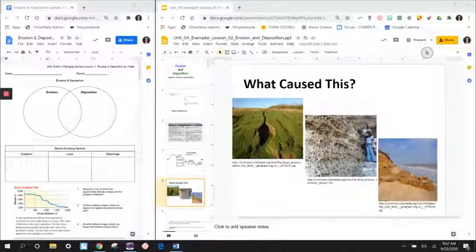Hello, this is the beginning of your erosion and deposition series of notes. This can be found in Google Classroom. You do have access to this PowerPoint, and you also have access to the notes. I handed out the notes physically, but I'm also attaching the notes in Google Classroom for your resource.